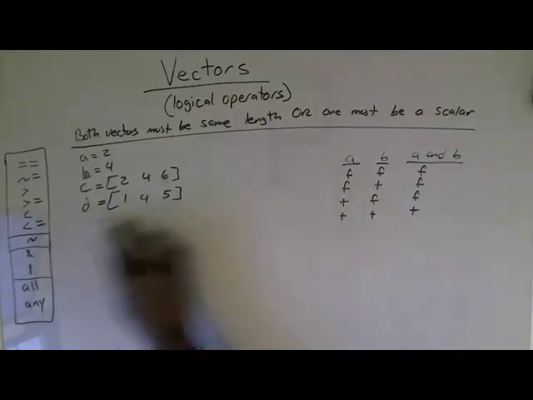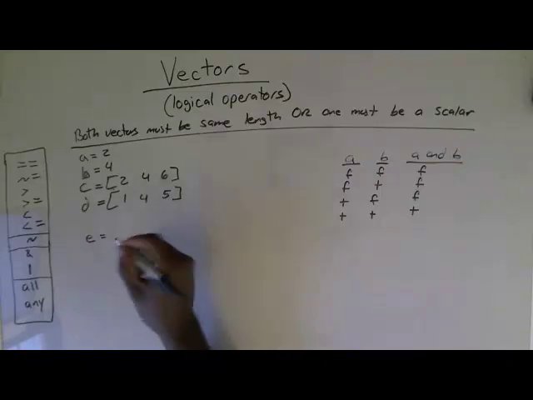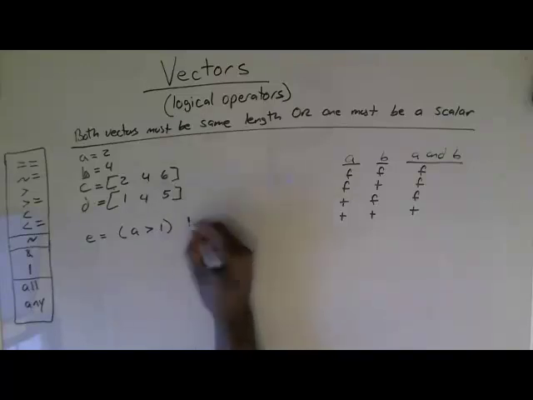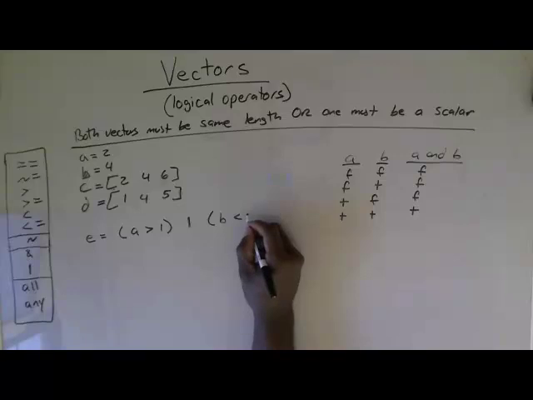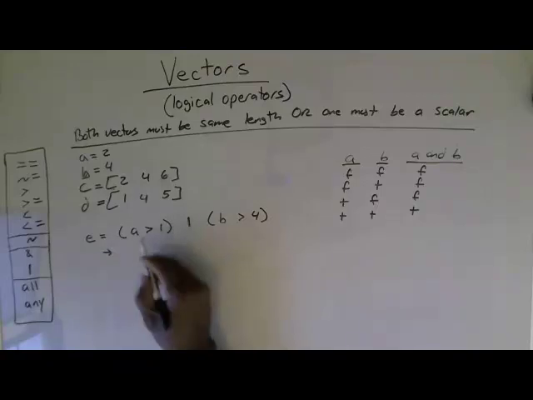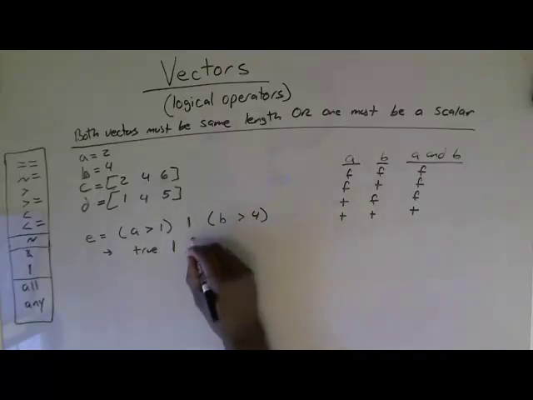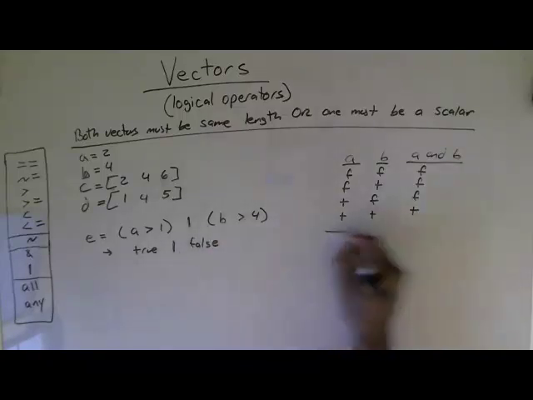Let's look at the or statement. Same basic concept. If I have E equals A greater than 1 or B greater than 4, then A greater than 1 is 2 greater than 1. Yes, it is. That's true. Or is B greater than 4? B greater than 4 is false. So true or false. Once again, we go to the truth table.